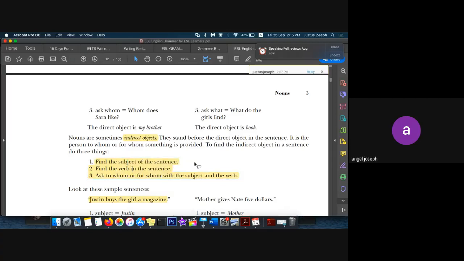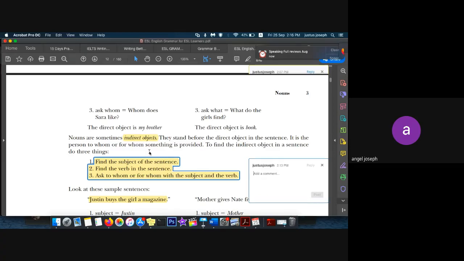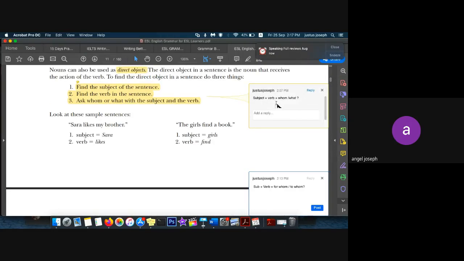One second, I want to put a comment here. So subject plus verb plus for whom or to whom. If you ask this question, you will get the indirect object. If you ask this, you will get the direct object. So people who are making notes can write this down. This thing will help you find the direct object. Look at the mouse where it is. This thing will help you find the indirect object.